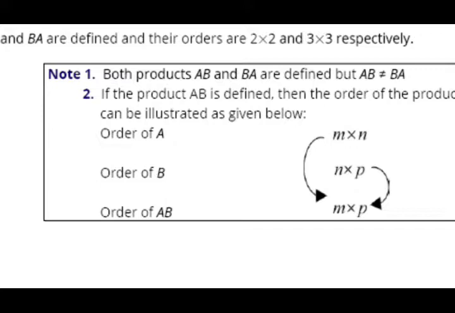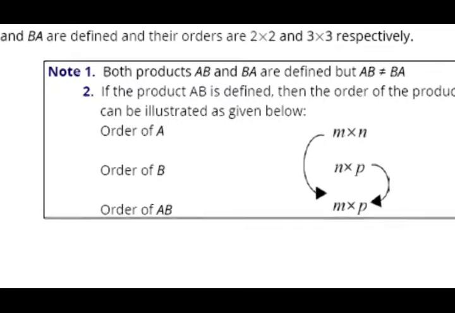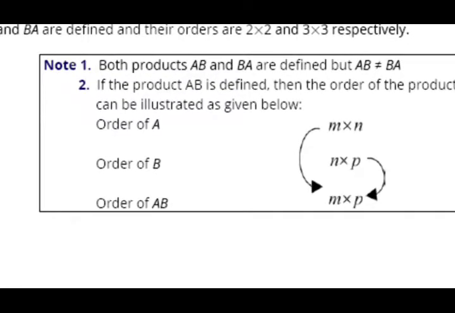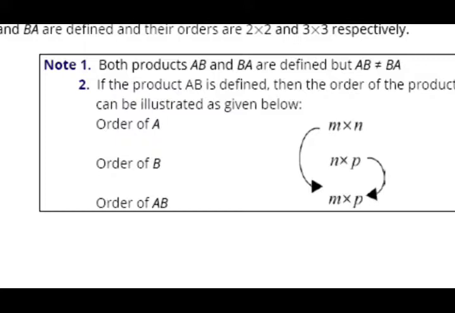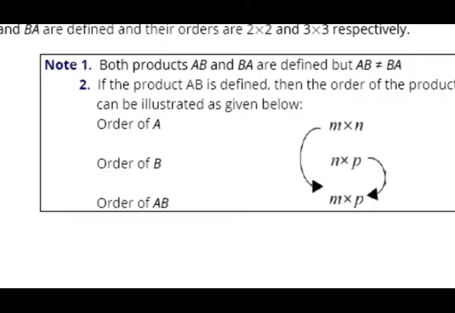Therefore, multiplying B into A is not possible, because the columns of B equal p and the rows of A equal m, which are not equal, so it is not applicable for multiplication. But AB is possible and BA is not possible. In multiplication, the first matrix's columns and the second matrix's rows should be equal.